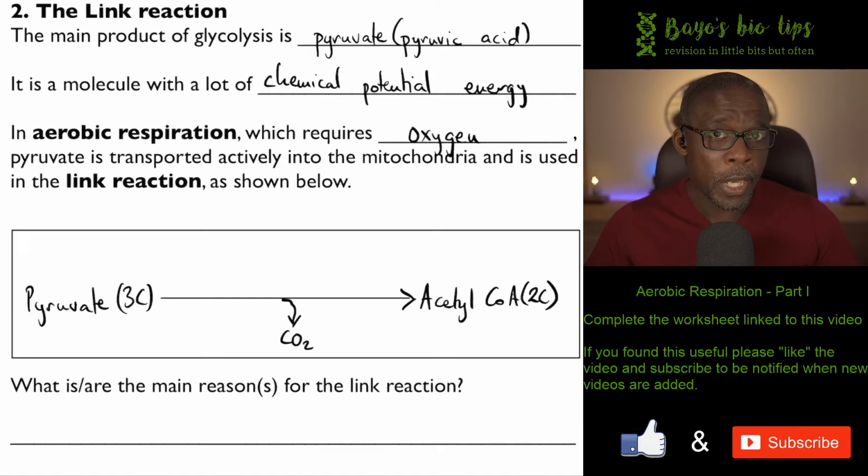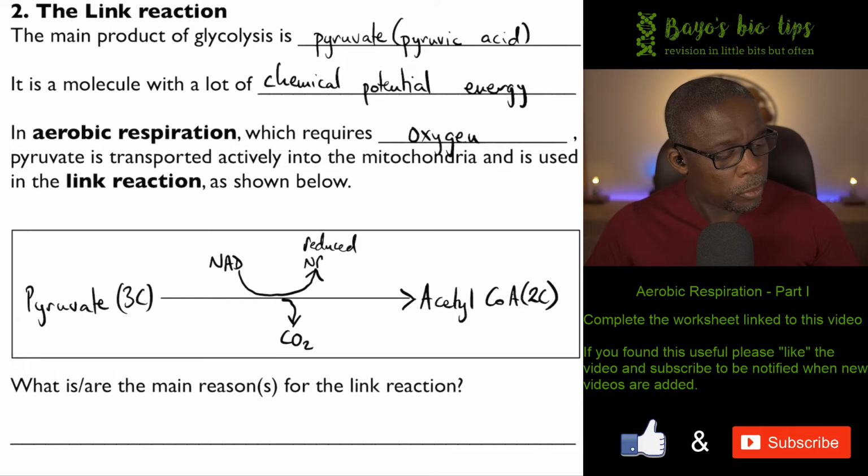But as well as releasing the carbon atom, you're going to have to release the hydrogen atoms that were attached to it. So in order to transport those, you attach them to NAD, and that's what causes the NAD to become reduced NAD. So by attaching hydrogen atoms to NAD, you end up with reduced NAD.